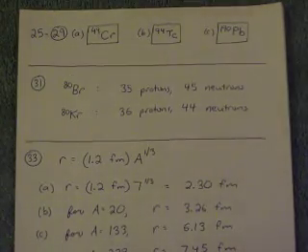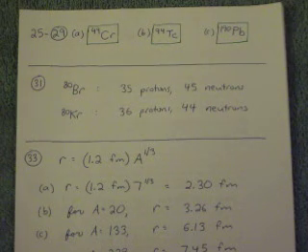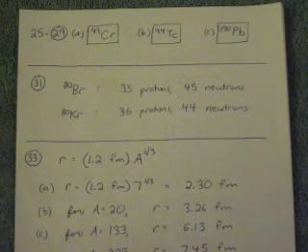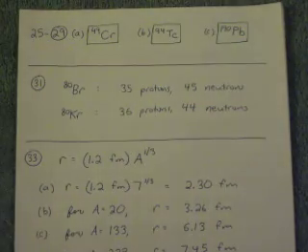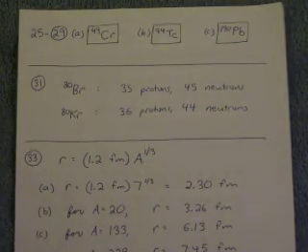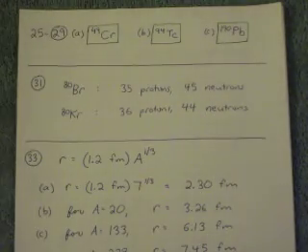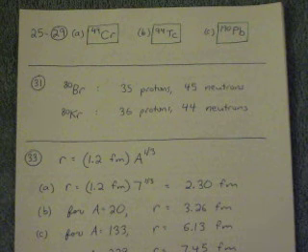This is Physics 102B at Porterville College, Chapter 25 homework, starting with problem number 29. The problem just asks to write the isotope symbol with the atomic mass at the top and the symbol.